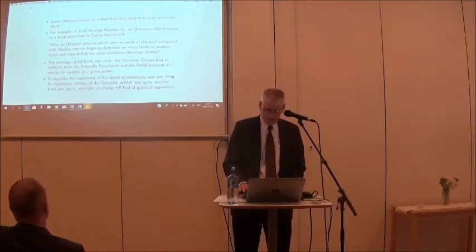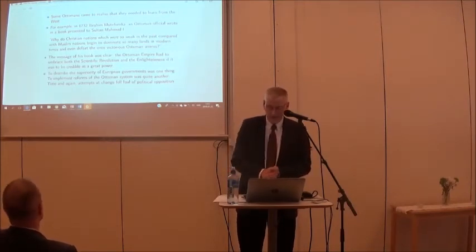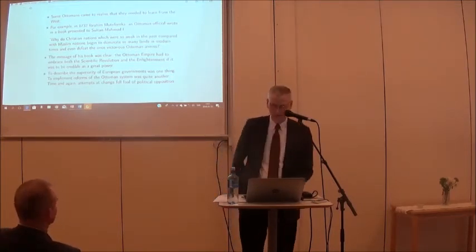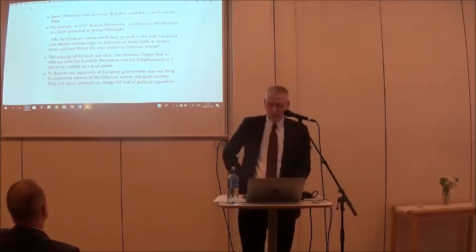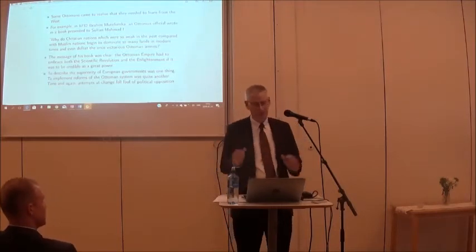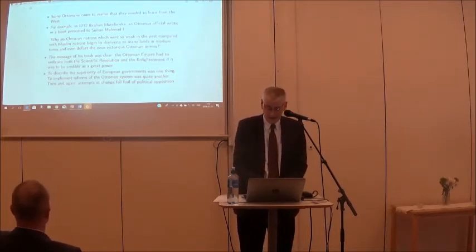Some Ottomans came to realize that they needed to learn from the West. For example, in 1732, an Ottoman official wrote a book that was presented to Sultan Mahmud I, in which he says, why do Christian nations, which were so weak in the past compared to Muslim nations, begin to dominate so many lands in modern times and even defeat the once victorious Ottoman armies? The message of his book was clear. The Ottoman Empire has to embrace both the scientific revolution and the Enlightenment if it was to be credible as a world power.